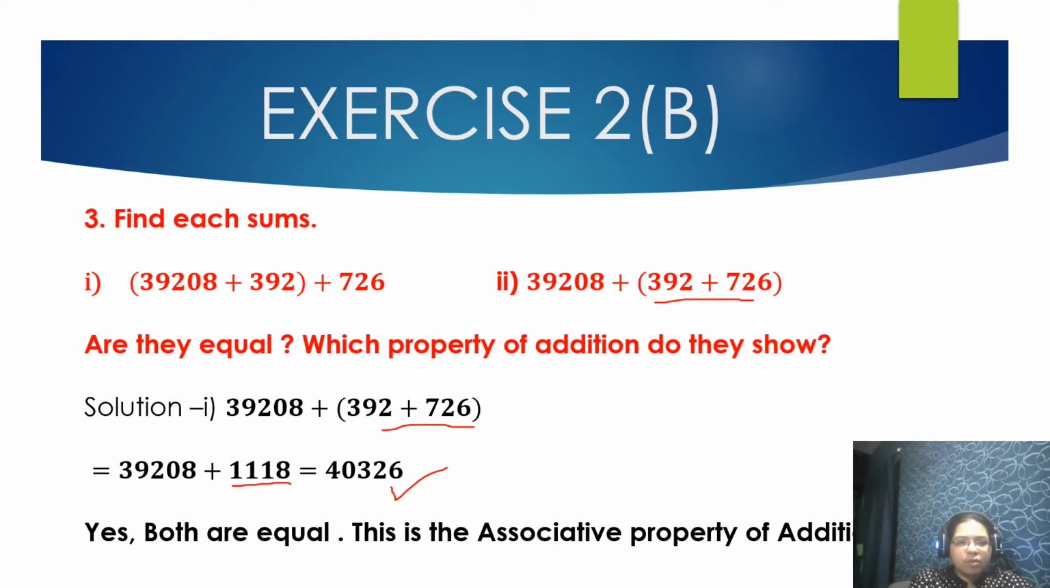In first bit we get the number 40,326, and in second bit also we get the number 40,326. Yes, both are equal, and this is the associative property of addition of whole numbers, as addition of whole numbers is associative.